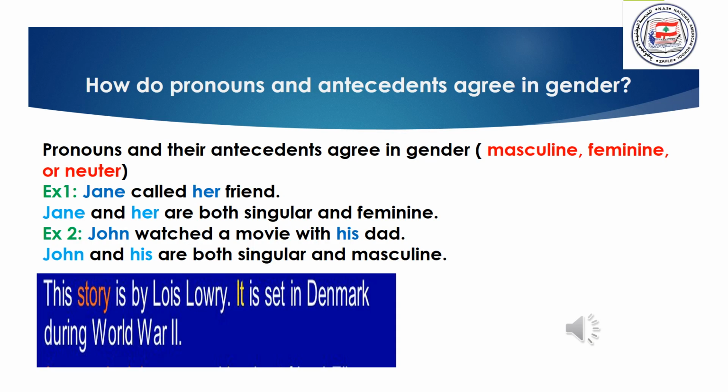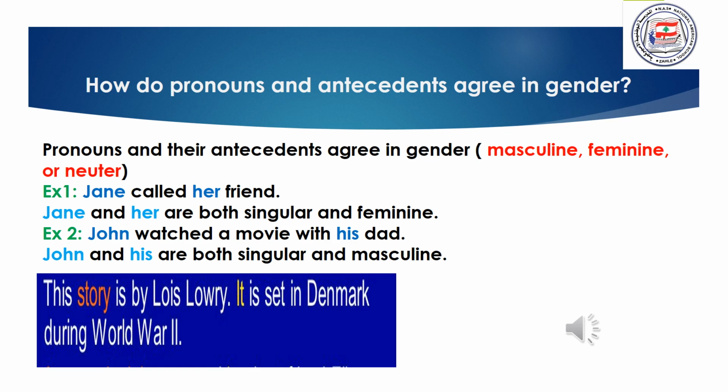In the previous slide, we saw how the pronouns and their antecedents agree in number, which means singular or plural. And now we will see how the pronouns and their antecedents agree in gender, which means masculine, feminine, or neuter. Neuter means that the antecedent is neither male nor female. Example, Jane called her friend. Jane and her are both singular and feminine.